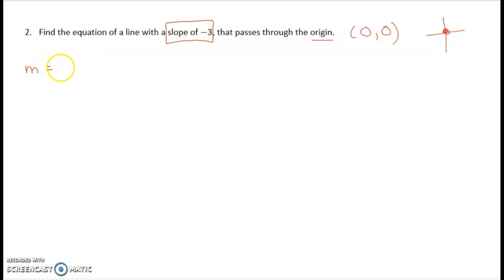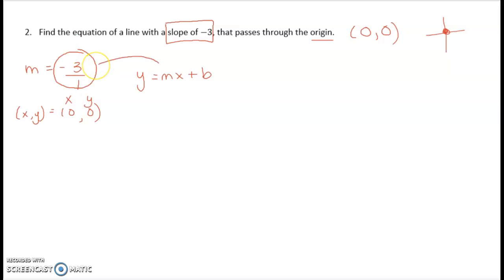So m is -3 over 1. That's our slope. And then our x, y point on this one is 0 and 0. Remember, x is first and then y. So using our formula, y equals mx plus b. I'm going to put my slope in for my m. Okay, so that's going to be -3 over 1. My y-coordinate is 0. My x-coordinate is 0. And then I have plus b.